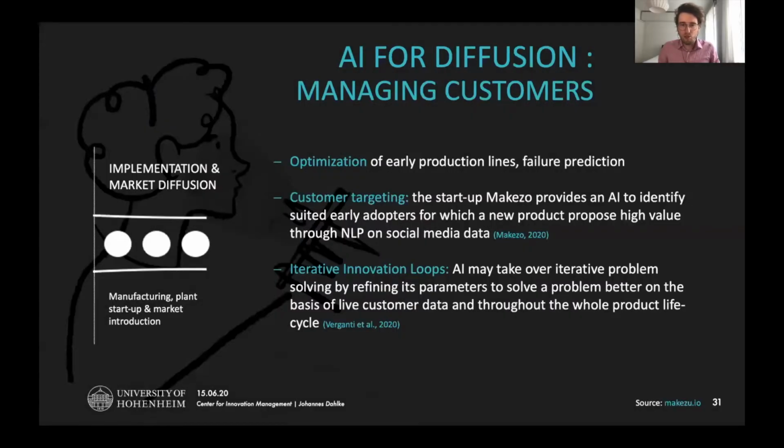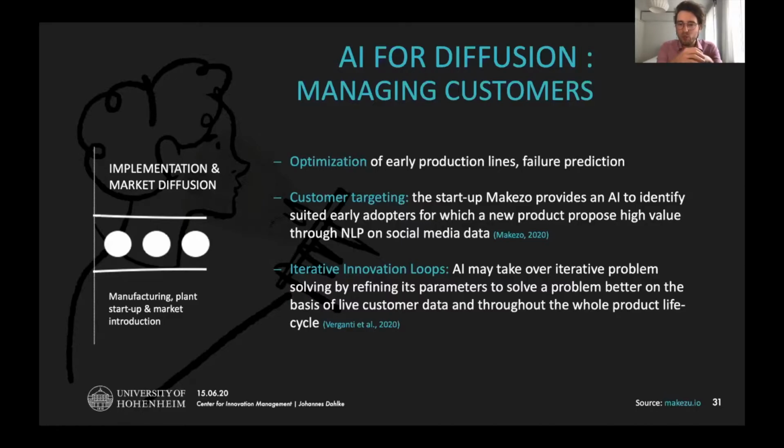So lastly, we have AI for diffusion. In this implementation and market diffusion phase, we see companies setting up early manufacturing lines and also starting with marketing activities to educate the customer on the new product that will be launched, right? So we may see AI coming in for the optimization of early production lines, so with maintenance prediction and failure prediction, but also for marketing activities.